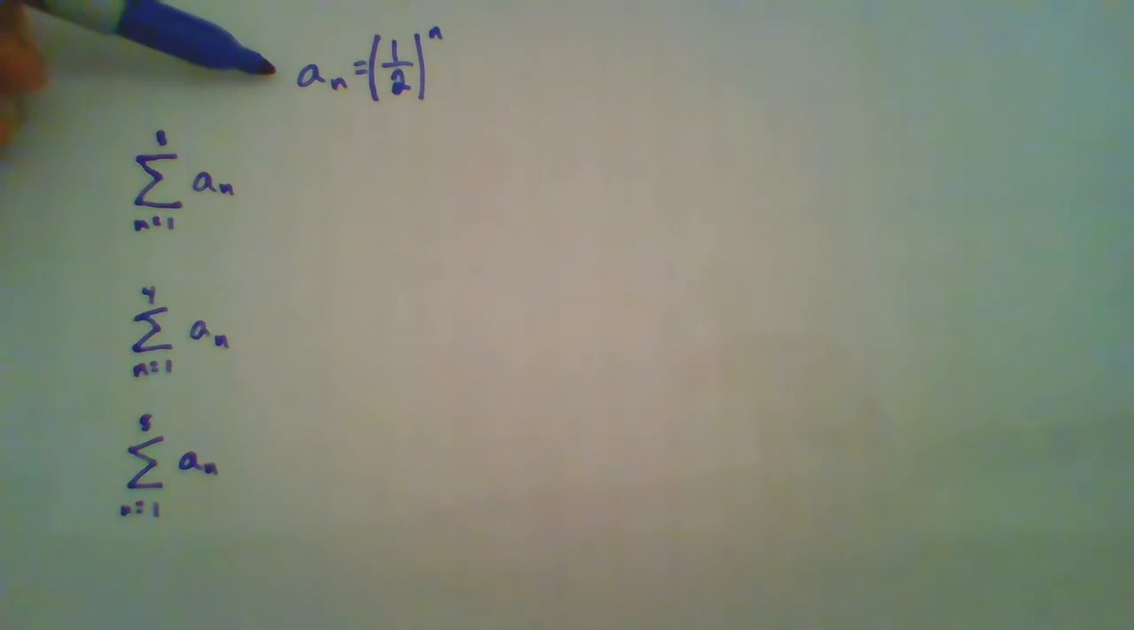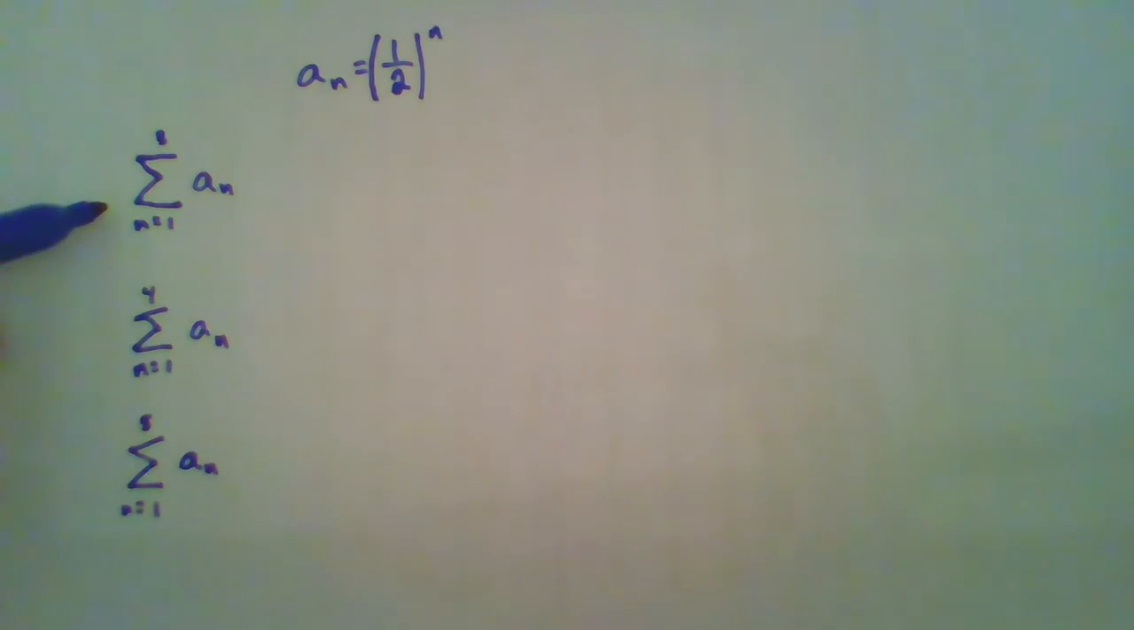We're looking at a sequence here, and the sequence is a sub n equals 1/2 to the power of n. And what I want you to do is a quick review of calculating partial sums. So we've got this sigma n equals 1 to 3. Here we have sigma n equals 1 to 4. Here we have sigma n equals 1 to 5. So take a minute and pause the video and just to review that concept, calculate those quickly.